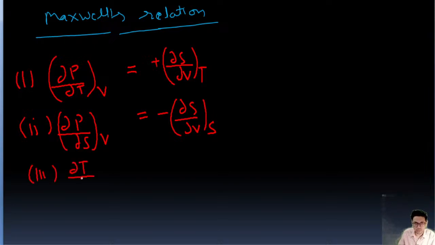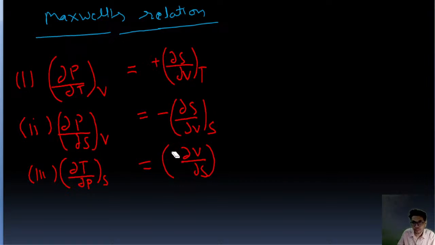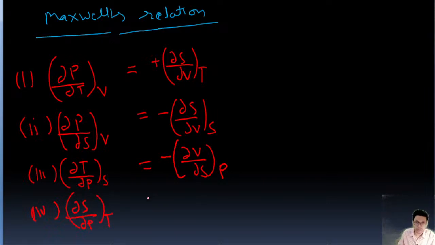Third, del T over del P at constant S is going to be plus del V upon del S at constant P. And the fourth one, del S over del P at constant T, is going to be minus del V over del T at constant P.